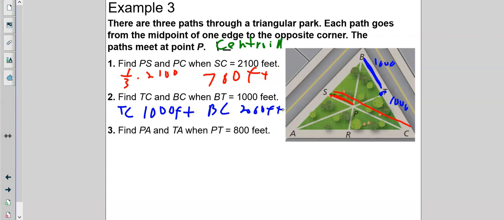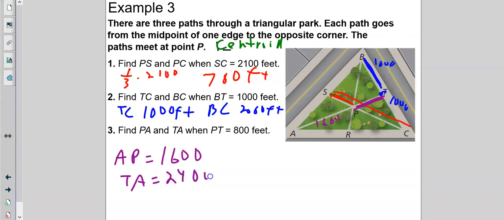All right, find PA and TA if PT is 800 feet. So we know this right here, the small segment is 800 feet. And remember the special circumstance, the relationship. The short segment is half the big segment. So if this is 800, then this is 1,600, which means TA, the whole thing, is 2400.